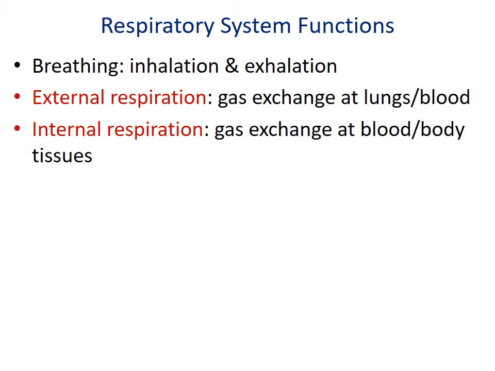So that's where carbon dioxide would leave the blood and go into the lungs. Oxygen would leave the lungs and go into the blood. And then internal respiration is the gas exchange that happens in the body at body tissues. So at body tissues, oxygen would leave the blood and go into the body tissue. Carbon dioxide that's built up in all the cells of our bodies would leave the body tissues and go into the blood.